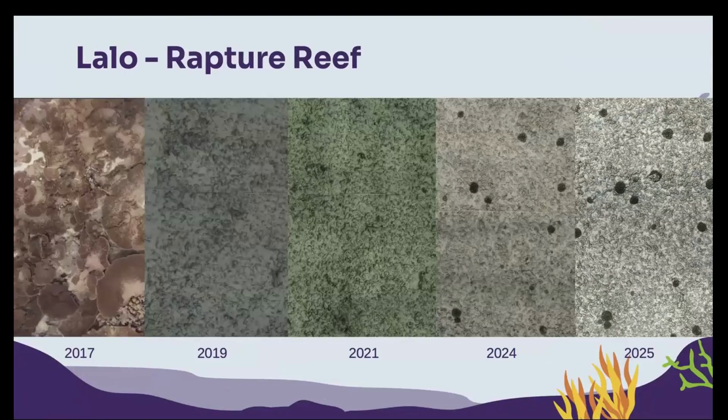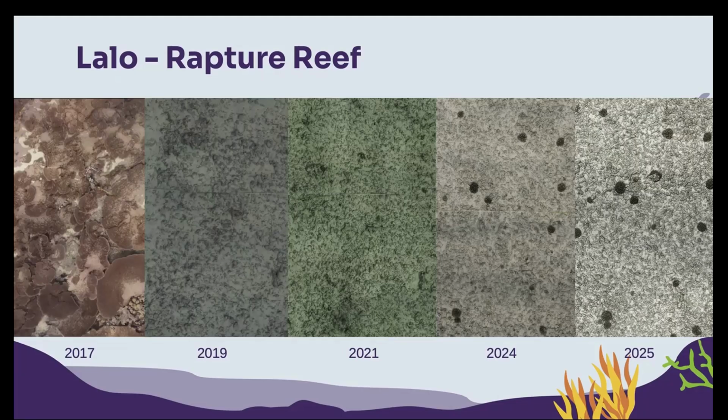So this slide shows one of the most dramatic examples of a change at Lalo, a site called Rapture Reef. On the far left, you can see what the reef looked like in 2017. It was dominated by healthy plating corals with really complex structure and high coral cover. By 2019, after a series of bleaching events and also large storms, most of that coral structure was lost. So the reef shifts from living coral to rubble and algal covered substrate.